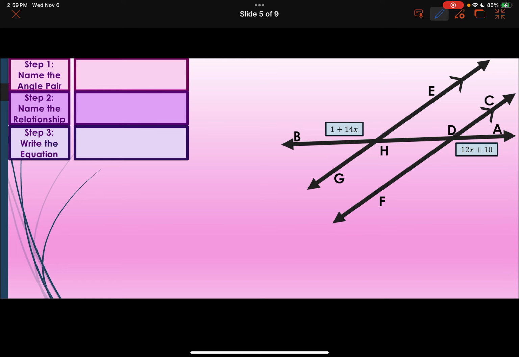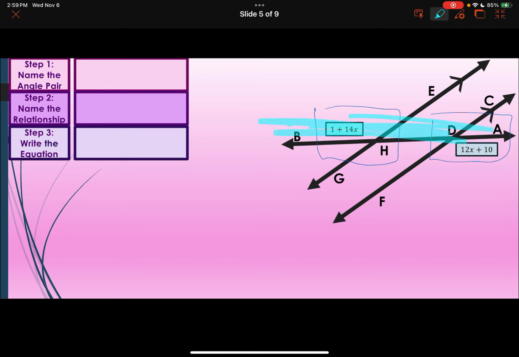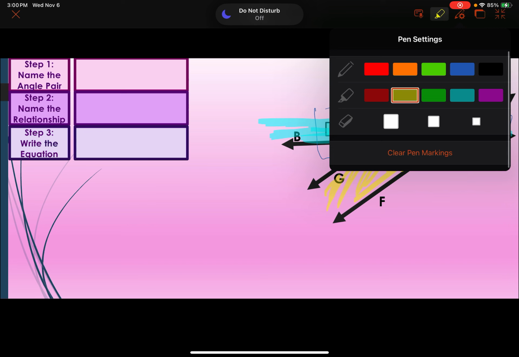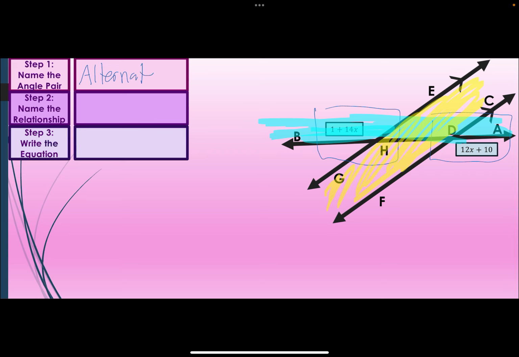Here we have, again, two different intersections. Then we check to see, are they on the same side of the transversal? We highlighted one but not the other, so they're on different sides. They alternate the transversal. Then we check, are they both between the parallel lines or both outside? We can see both are outside the parallel lines. So when they're both outside and they alternate, that means they are alternate exterior angles.